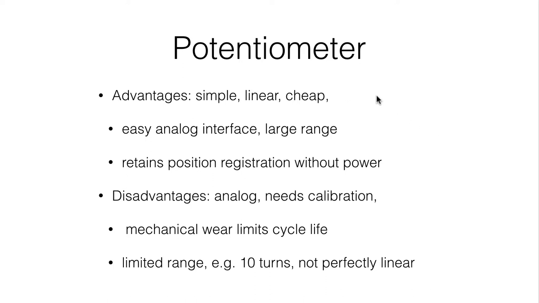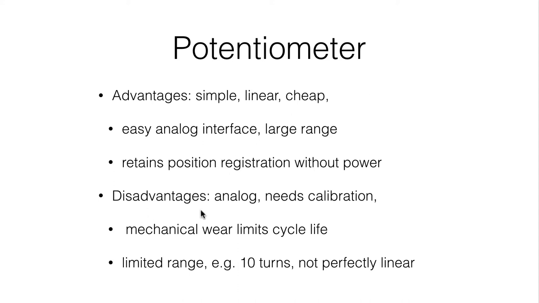So the advantages of using a potentiometer for position measurement: it's really simple, it's linear, it's cheap. It's got a really easy to use analog interface and a large range, so that it's really easy to plug into a microcontroller or something like that. And it retains its position registration without power. If I move a potentiometer and then I turn off the power to my measurement system and then I turn the power back on, I'll still have the same information about where the position of that potentiometer is. That's an advantage that isn't going to be really clear until a little later on when we look at encoders, which don't necessarily retain the position without power being applied.